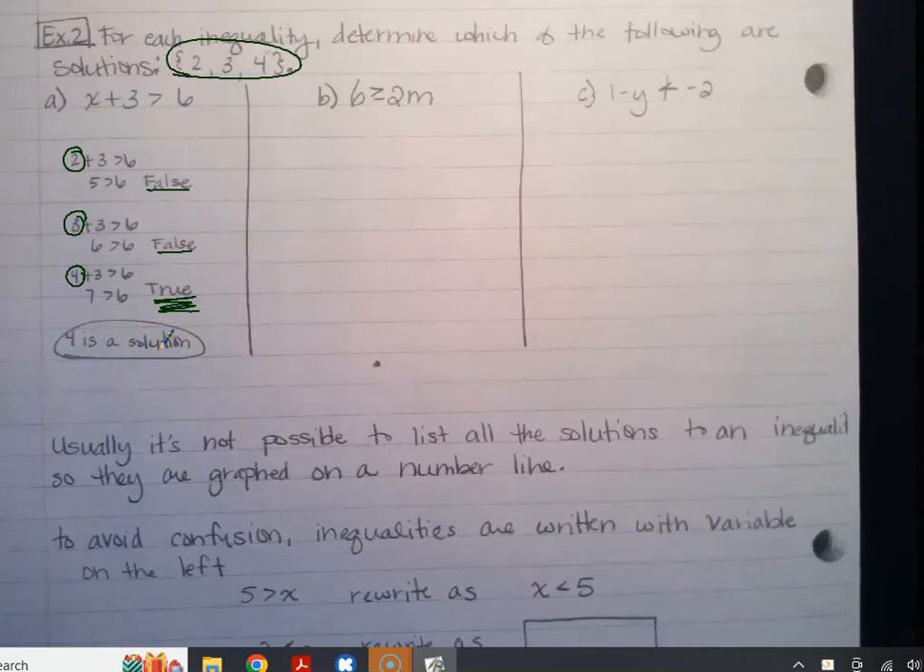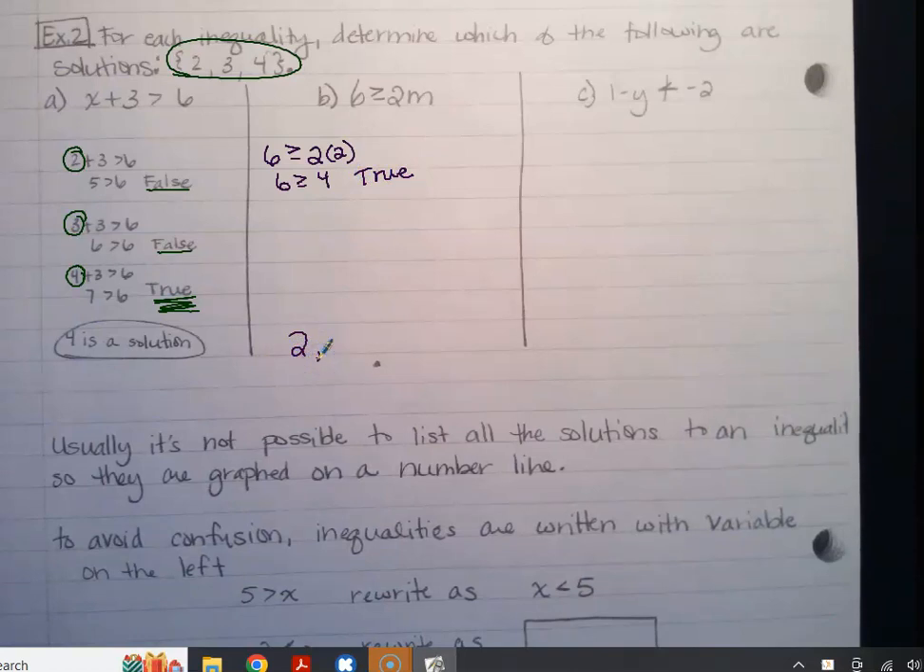So let's look at the next one. Let's look at B. So 6 is greater than or equal to 2m. We're going to do it 3 times. We're going to plug in 2, 3, and 4. So 6 is greater than or equal to 2 times 2. 6 is greater than or equal to 4. Is that true or false? True. So 2 is a solution. So we're going to put it down here.